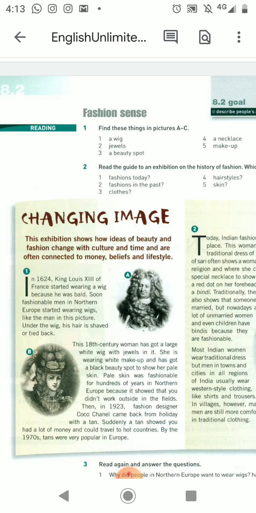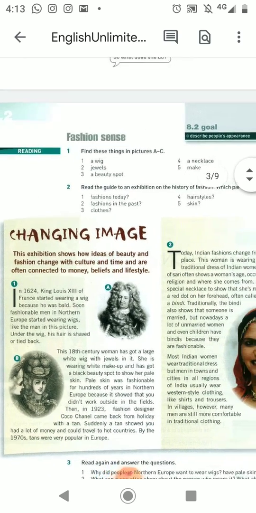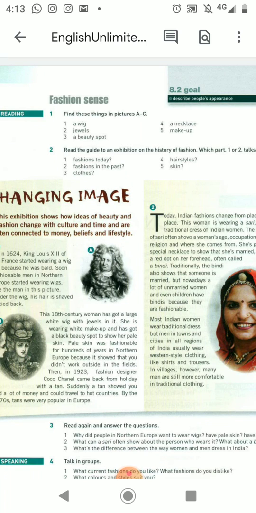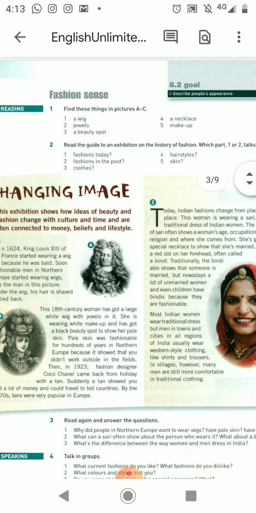Look at the expressions 1 to 5. Find them in the pictures. They are a wig, jewels, a beauty spot. No, I'm sorry, a beauty spot, a necklace, and makeup. Look at the word makeup. That is different from other references to the word makeup. So, can you find them in the pictures?